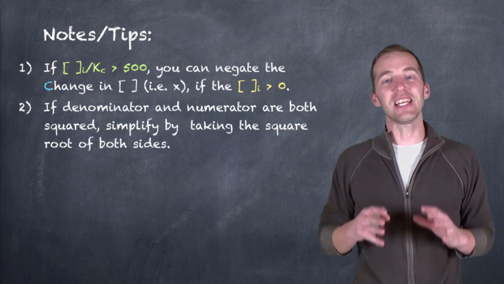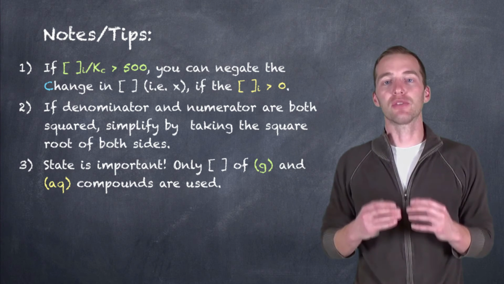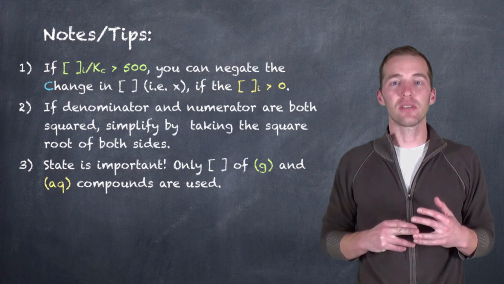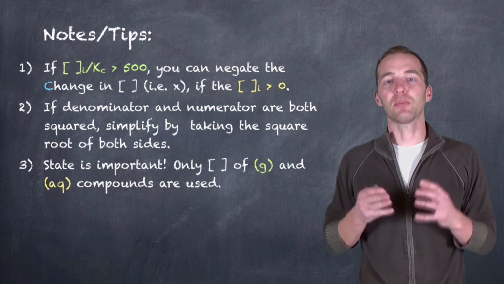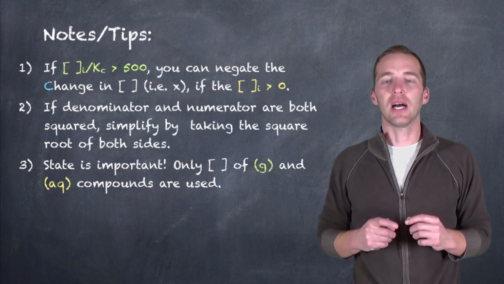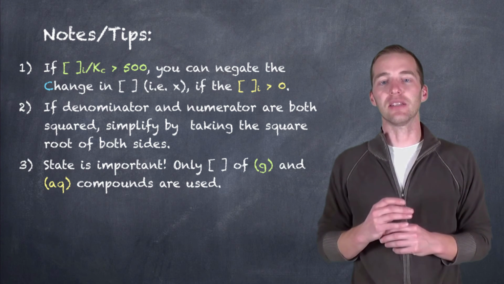Another thing is that state is important. Concentration is really dealing with the amount of something per unit volume. But if we're dealing with liquids or solids, these are substances that are more or less in natural states, and they have specific or fixed concentrations, or their concentrations don't really impact the Kc value as much, or they're even considered within that Kc value.